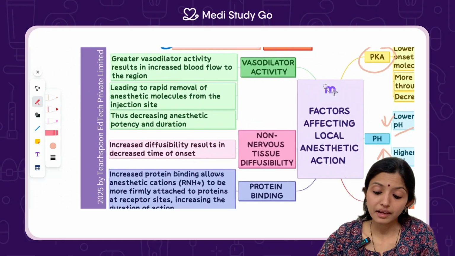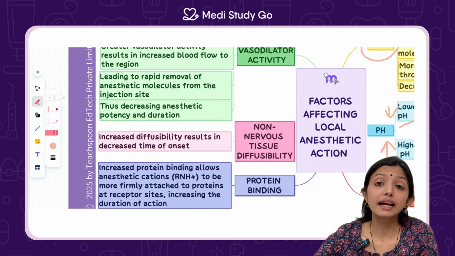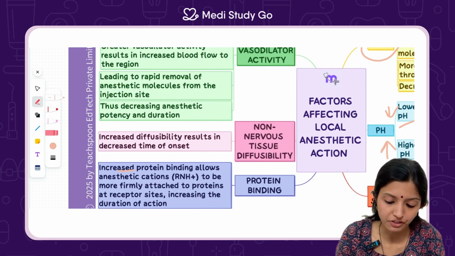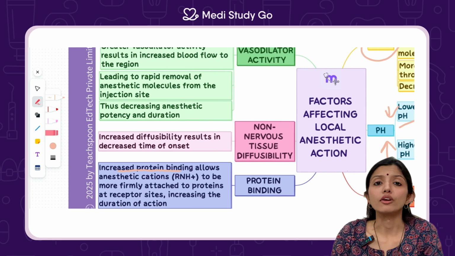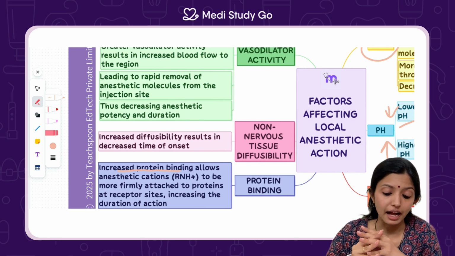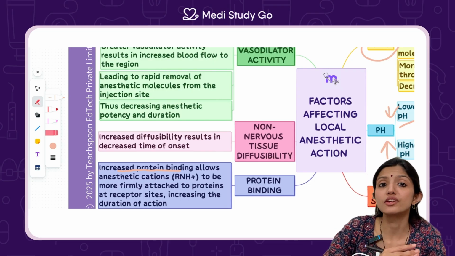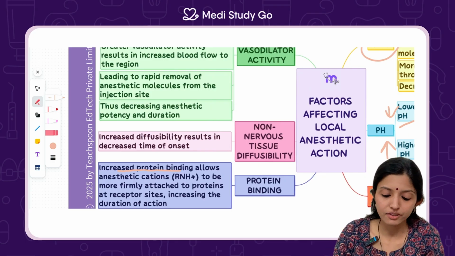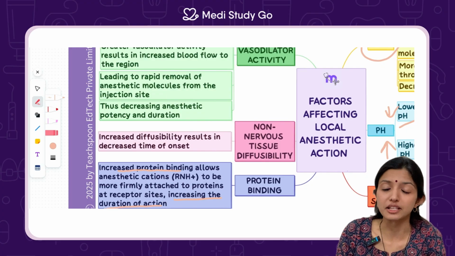Another factor which greatly affects your duration is protein binding. Now, increased protein binding leads to a longer duration of action, which means that due to increased protein binding, the LA molecules are more firmly attached. They are very closely and firmly attached to the receptor site. So, it will take time for the LA molecules to dissociate from their receptors. This will increase the duration of action, and in turn it will increase the potency of your LA.